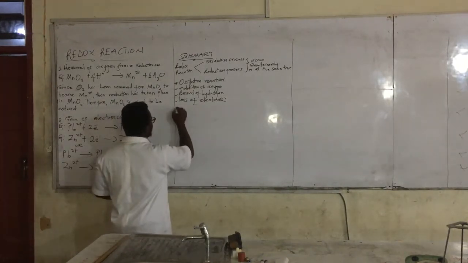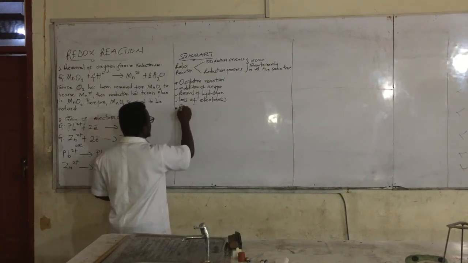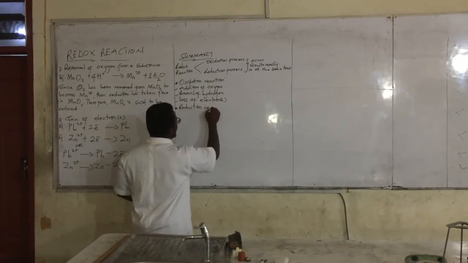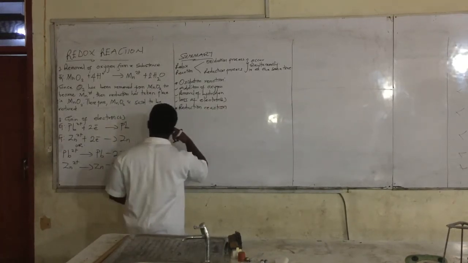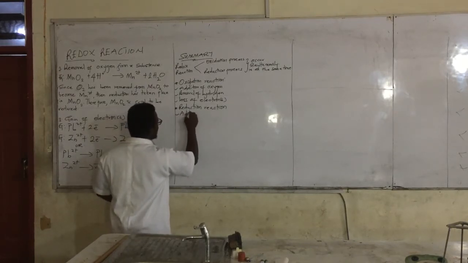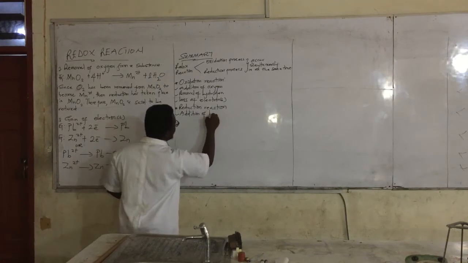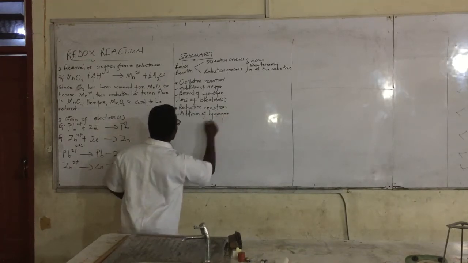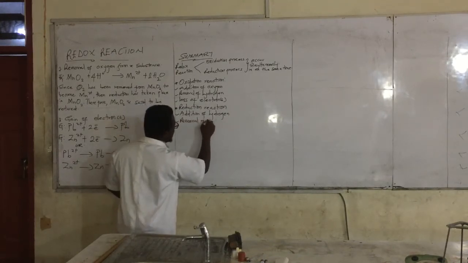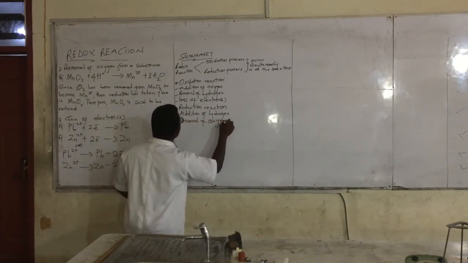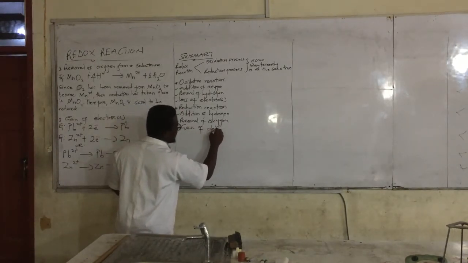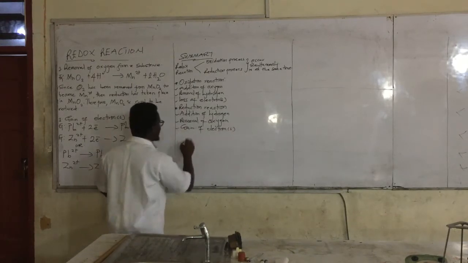Now reduction. So reduction reaction. Reduction reaction, we said, is addition of hydrogen, removal of oxygen, and then gain of electrons.